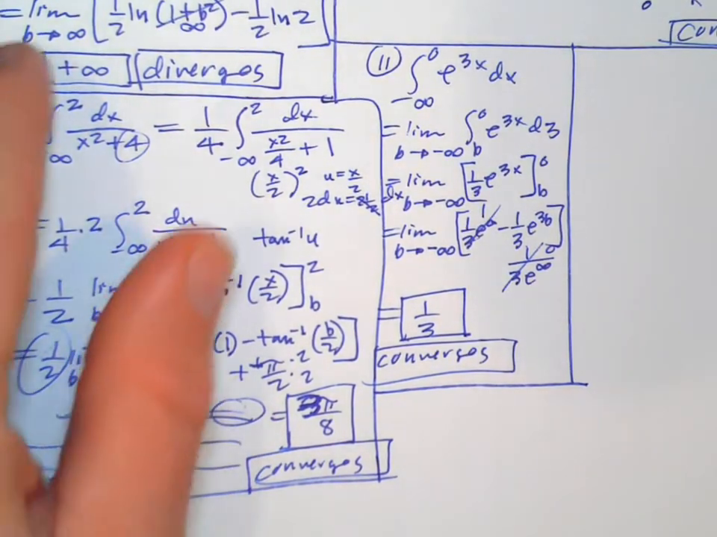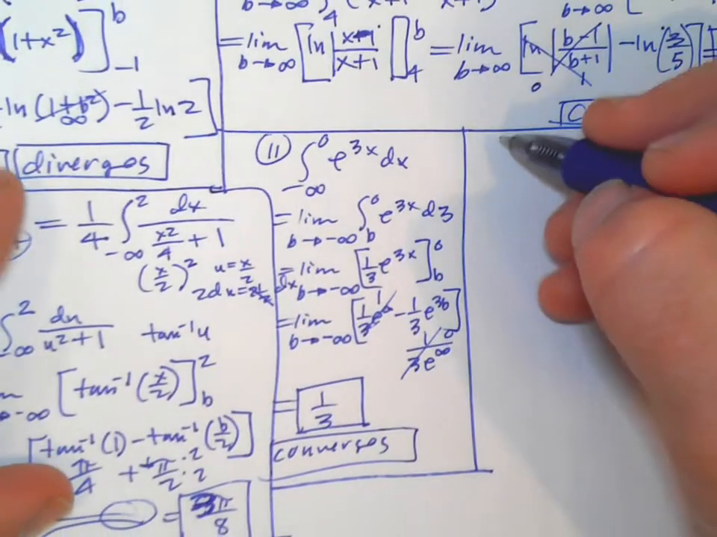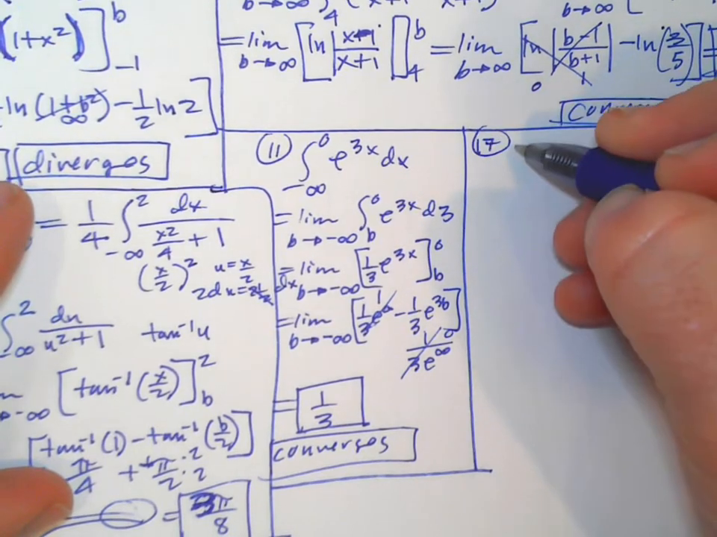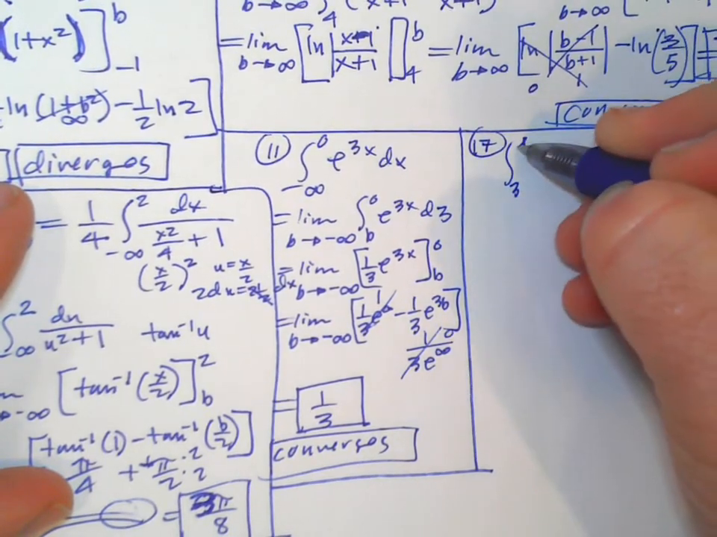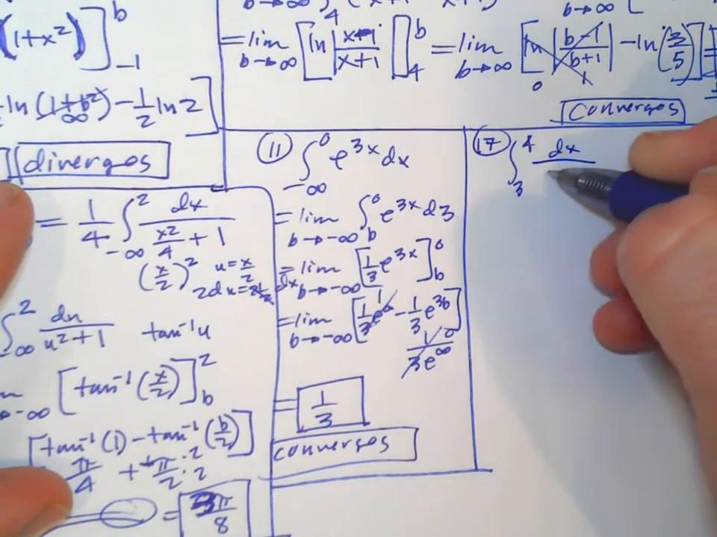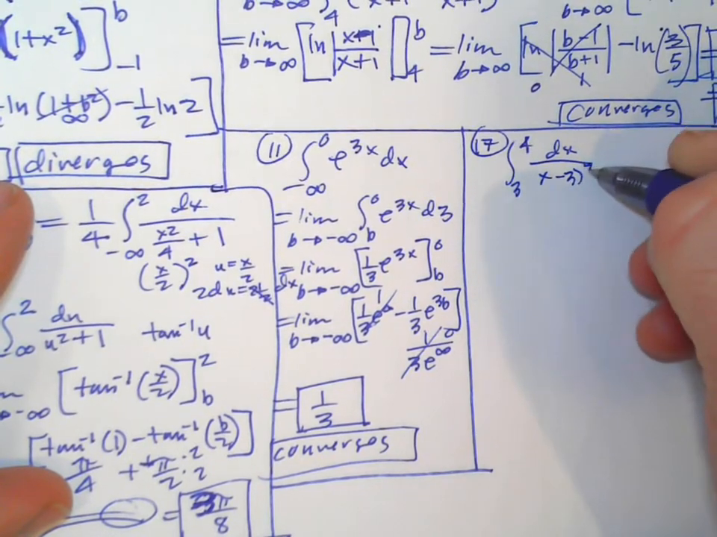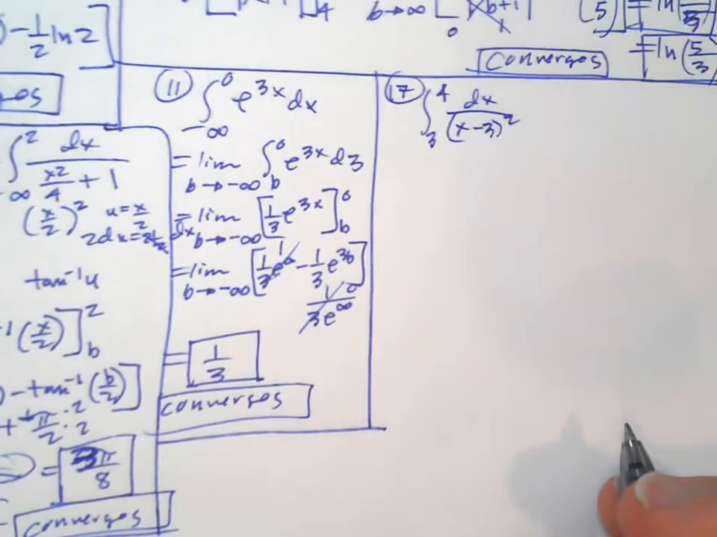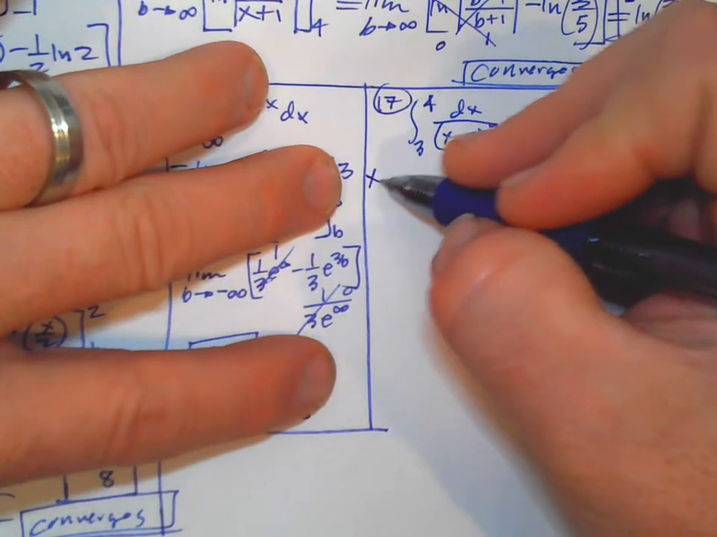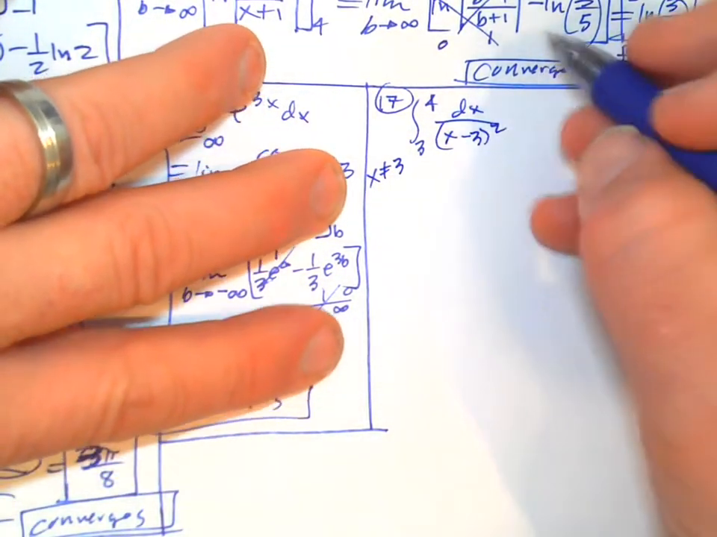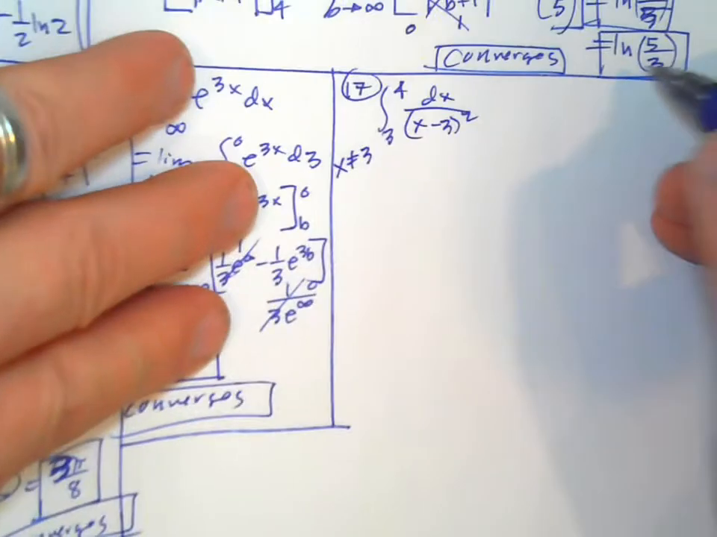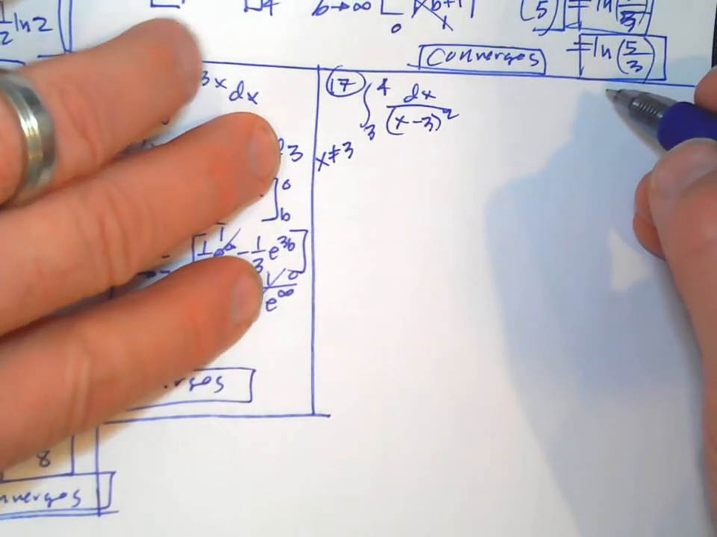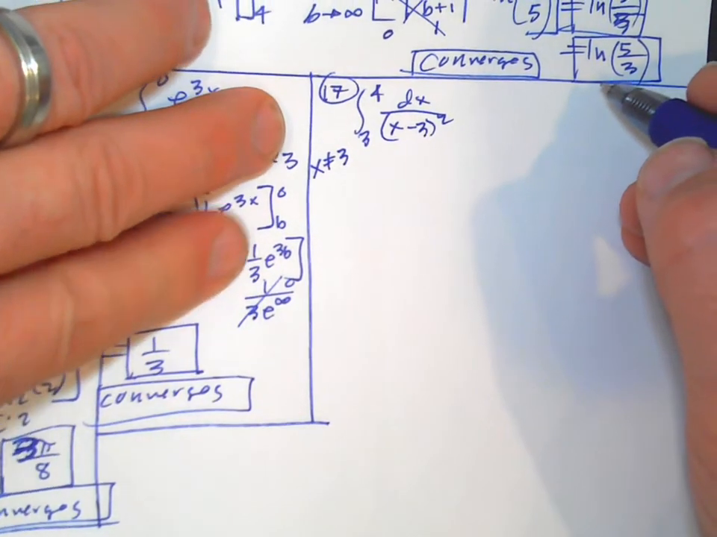All right. 17. The integral from 3 to 4 of dx over (x minus 3) squared. So are there any issues? Well, x cannot be 3. That's an issue. So we have a vertical infinite discontinuity on the end.